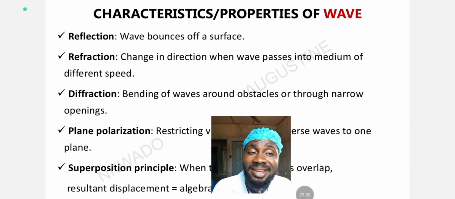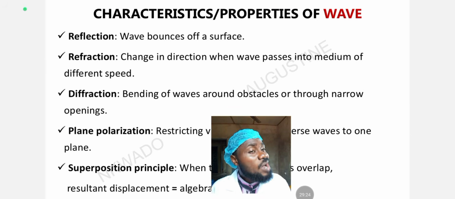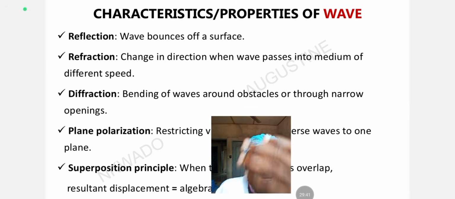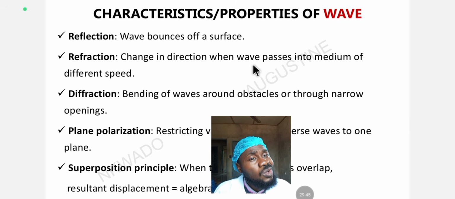So the direction of the wave is going to change. That's why when the tire pulls off, it no longer rolls on the road the way it did before, the car scatters in any direction, even bouncing, bam, bam, bam. So it's the change in direction when a wave passes into a medium of new speed.